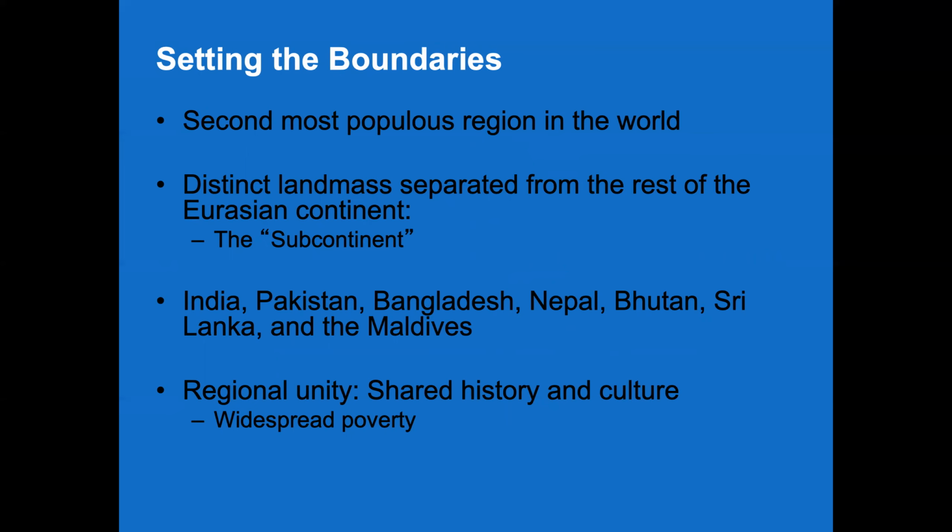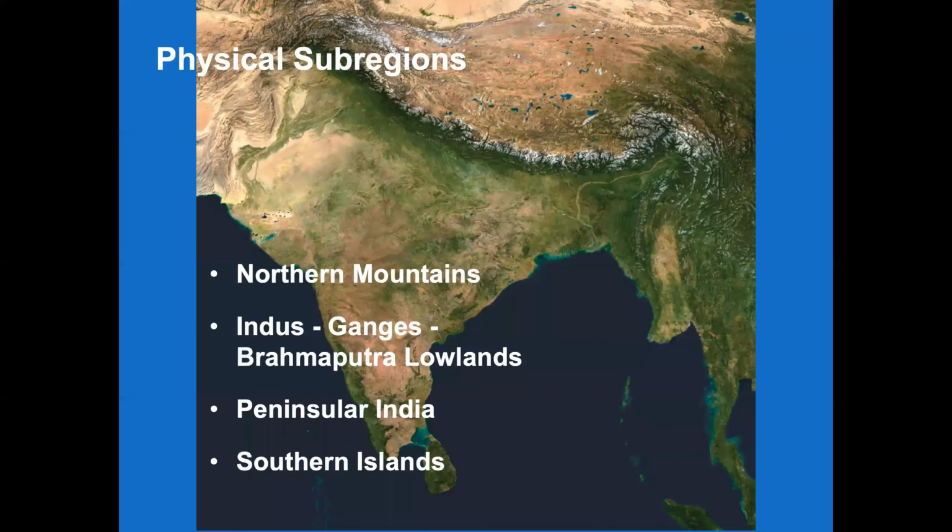There's some regional unity. It's a shared history and culture, but there's also widespread poverty in the region. Big, stark contrasts. Again, these are some of the physical subregions. So the Maldives will be found down here. The northern mountains, the Indus, Ganges, and Brahmaputra lowlands, meaning this region here. Peninsular India, that would be this. And of course, the southern islands, the Maldives, and Sri Lanka.